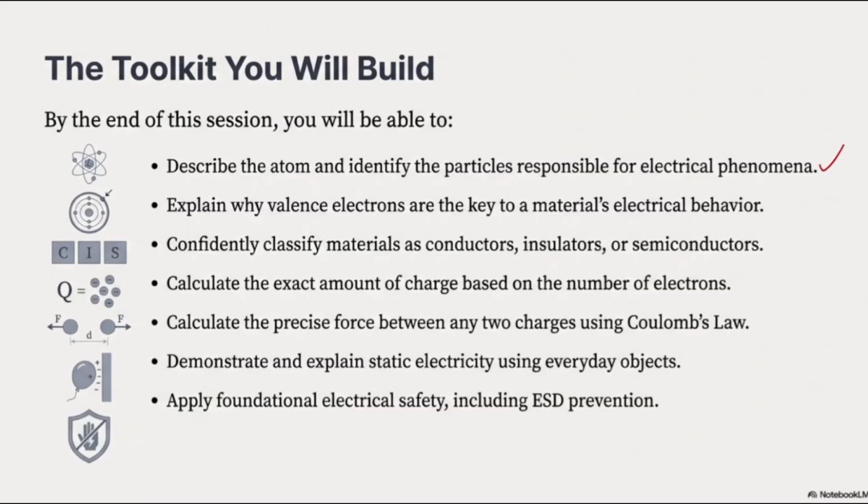So we are going to describe the atom and identify the particles responsible for electrical phenomena. Then we are going to explain what a valence electron actually is, because they are the key to a material's electrical behavior. I will talk about it. And then we have to be confident about materials classification. We have three types of materials: conductors, insulators, and semiconductors. We will talk about all of them.